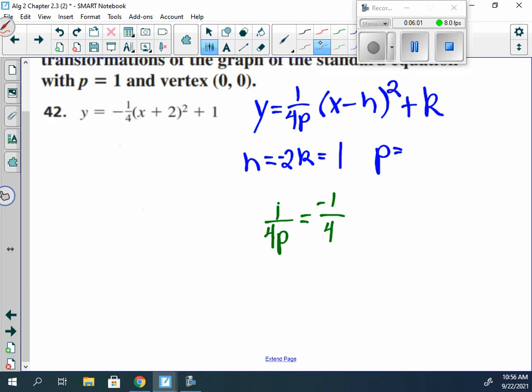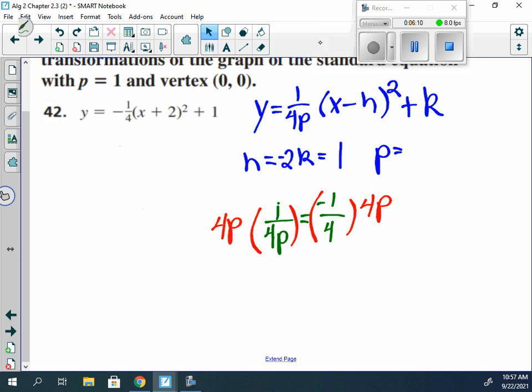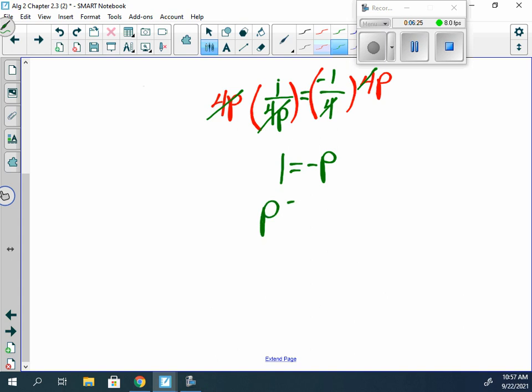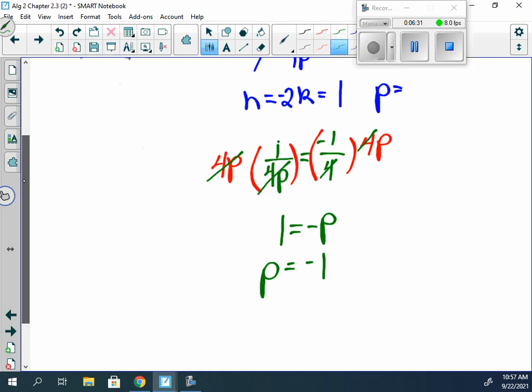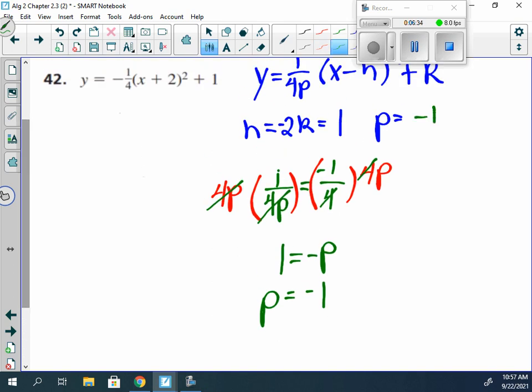So the first thing we can do is what? Multiply both sides by 4p. Well, 4p and 4p will cancel on the left-hand side, which gives us 1 is equal to, well, I meant the 4 and 4 here would cancel, leaving us with -p. Or really that p is equal to -1. Because if -p is equal to 1, then positive p would equal -1. Any questions on this here? Okay.